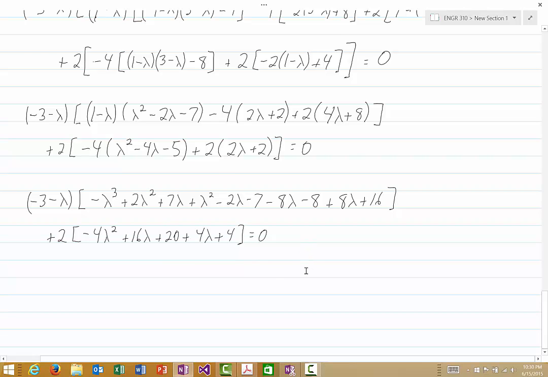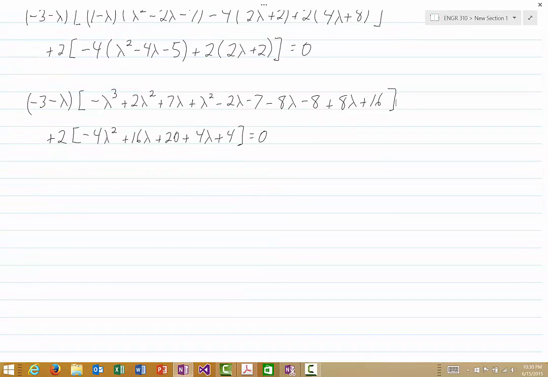So I believe that this is all correct. And now let's group terms together. We get minus 3 minus lambda, and then inside the parentheses, minus lambda cubed. And now when we group 2 lambda squared and lambda squared, we get plus 3 lambda squared. And I'll put marks under terms once we've taken care of them, so we take care of all that.